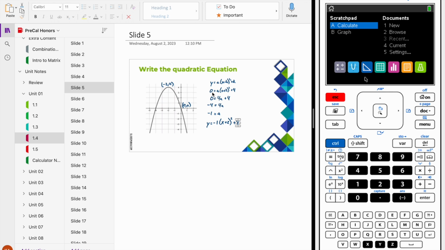We end up with 0 is equal to a times (0 + 2) squared. So 2 squared is 4, 4 times a, plus 4. We subtract 4 from both sides, divide by 4, and at that point we end up with a equaling -1. Once you solve for a, we plug it back in. We plug in the value of a and our vertex.